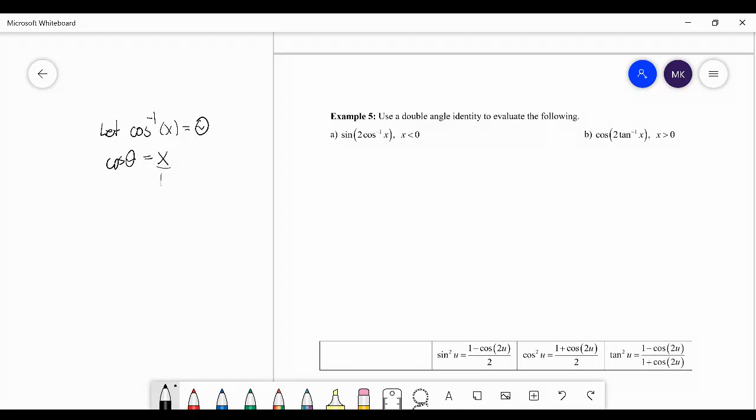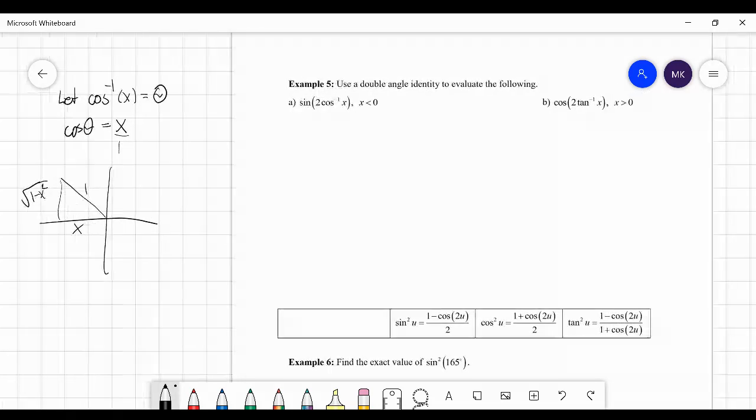So I can create a triangle, because cosine is adjacent over hypotenuse. Now, I don't know which quadrant it's in, but what I do know is that x is less than 0. So this right here is x, this right here is 1. Then we do some fancy Pythagorean theorem, a squared plus b squared equals c squared, and we end up with this side here being the square root of 1 minus x squared.